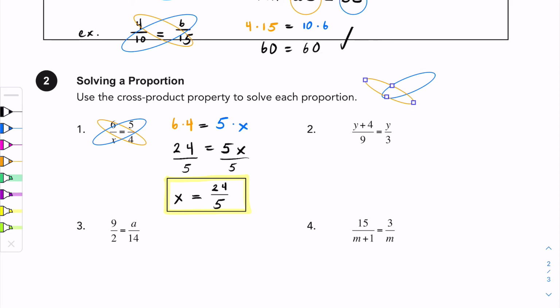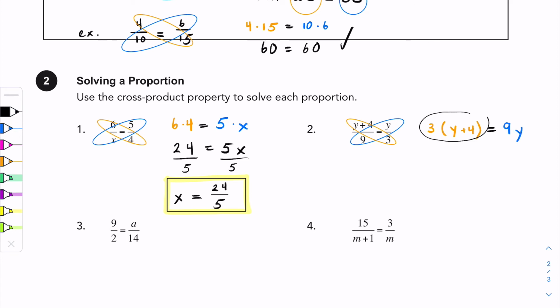For number 2, y plus 4 over 9 is equal to y over 3. We have multiple variables here. We're going to multiply y plus 4 times 3. I'm going to write this using the distributive property because we're multiplying the 3 by both terms, so 3 times y plus 4 in parentheses, and this is equal to 9 times y.